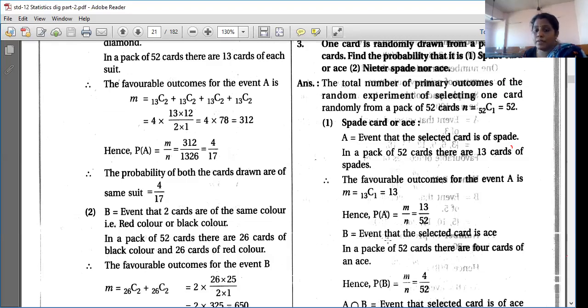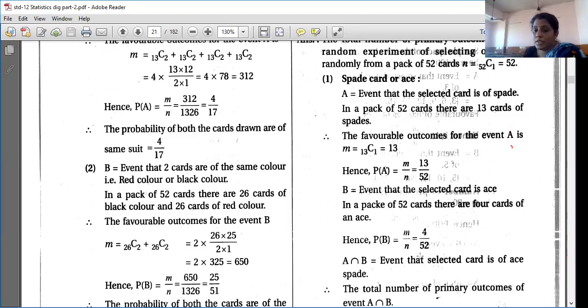And B will be the event that the selected card is an ace. Ace means how many aces are there in the whole pack? 4 aces are there, so that will be 4C1. So that will be 4 upon 52. Now, spade or ace.